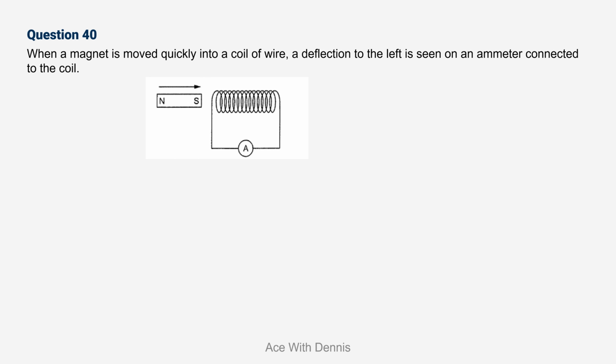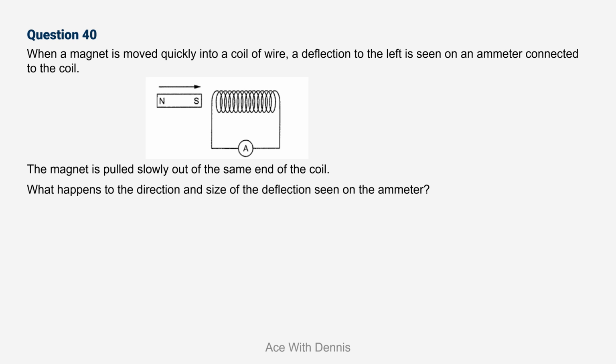And we come to the last question, question 40, given this diagram. When a magnet is moved quickly into a coil of wire, a deflection to the left is seen on an ammeter connected to the coil. The magnet is pulled slowly out of the same end of the coil. What happens to the direction and size of the deflection seen on the ammeter?